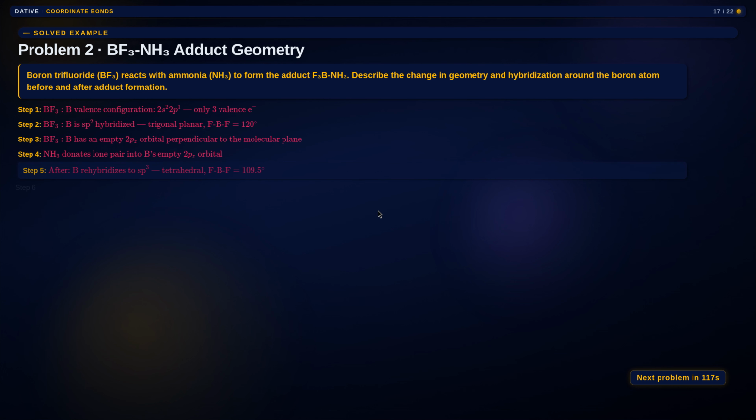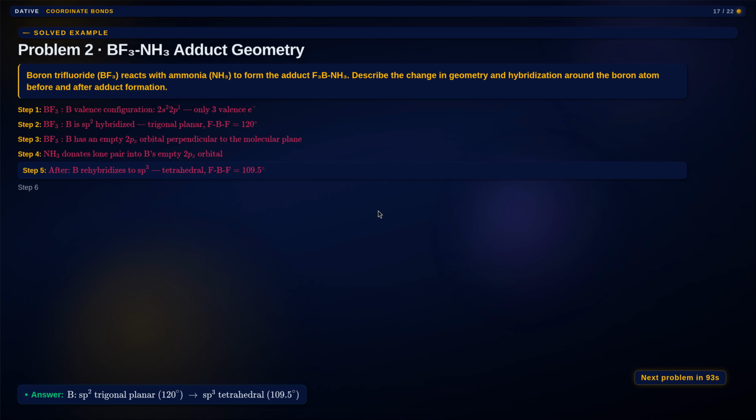Problem 2. BF3-NH3 adduct geometry. Step 1. BF3. Boron has 2s2 2p1, only 3 valence electrons. Step 2. Boron is sp2 hybridized, trigonal planar with 120-degree angles.